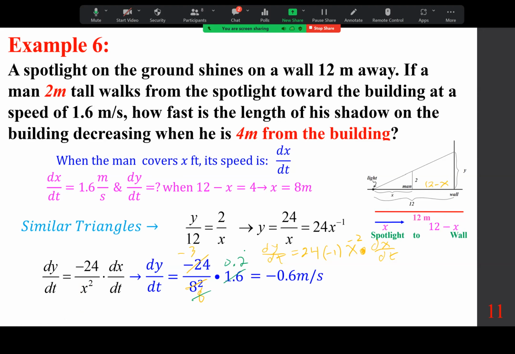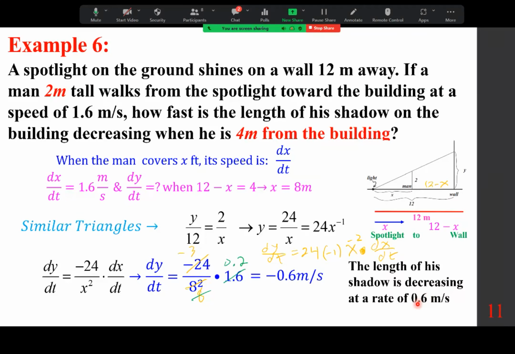The negative indicates decreasing. So the way you would answer it, because it mentions decreasing, is: the length of his shadow is decreasing at a rate of 0.6 meters per second. So negative indicates decreasing. When you do the writing, you don't put a negative sign here. Because x is getting larger, dx dt is positive, but as we get closer and closer to the wall, the shadow gets smaller, y is decreasing, therefore dy dt is negative.